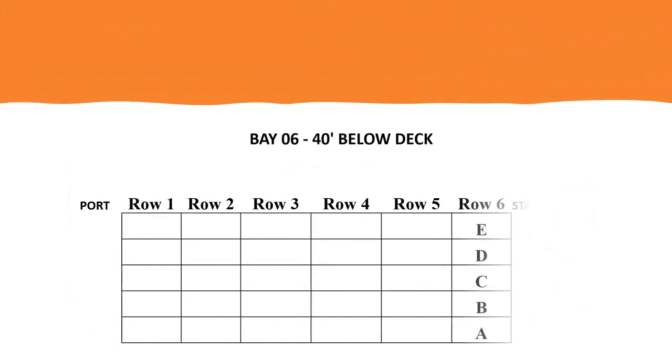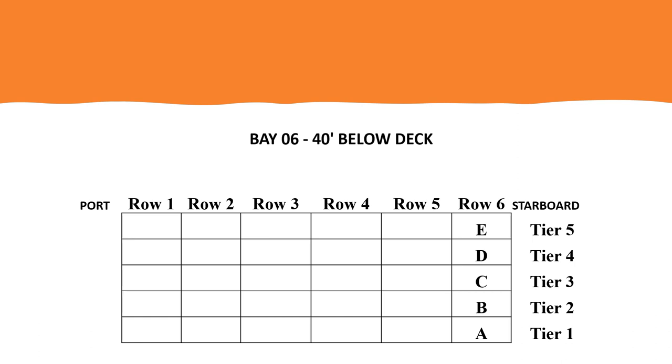Now, let us look at a particular bay. We call it bay 6, which is a 40-foot bay below deck. As we said earlier, the left side of the bay represents the port side and the right side represents the starboard side. Now, all 40-foot bays are noted by even numbers, and so we have bay 6 with containers A to E in the bay, right?